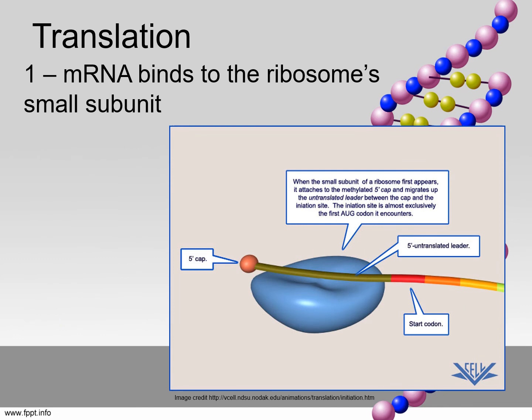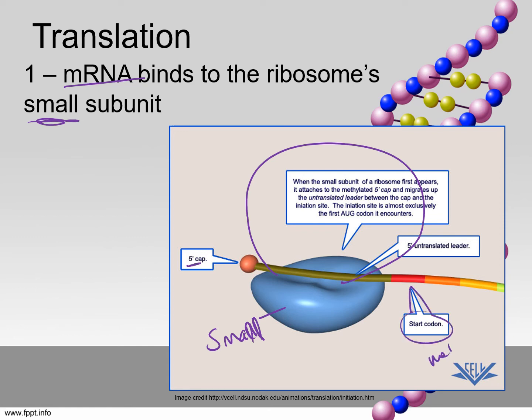So now that we've got our activated or charged molecules of tRNA, we are going to start some translation. So step one, our messenger RNA is going to bind to the ribosome's small subunit. And then the large subunit will come and sit on top of it. We're going to start at that 5' cap. We've got our start codon that's going to code for methionine. It's going to be right here.